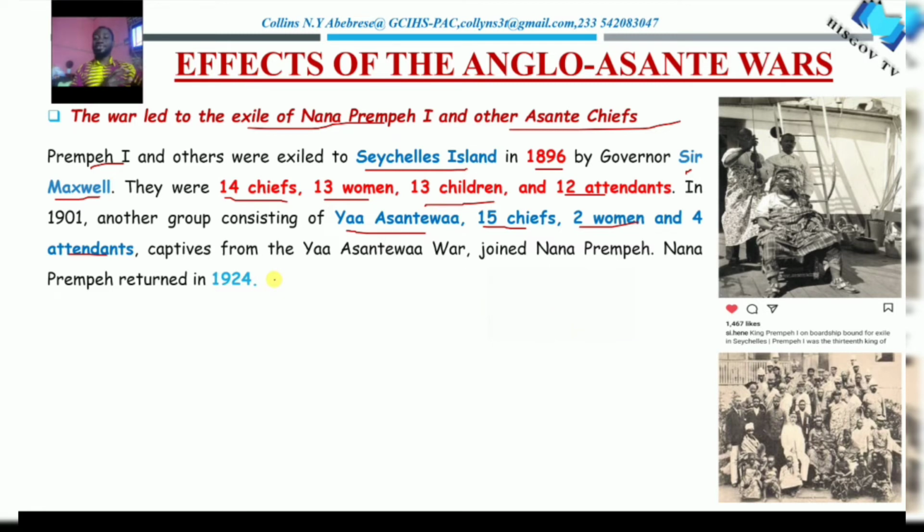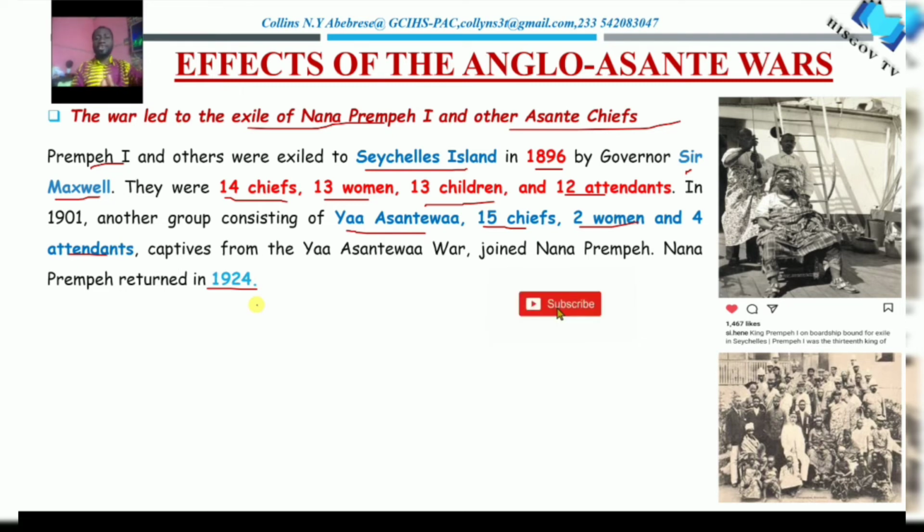Interestingly, from 1896 to 1924, a lot of them died. Yaa Asantewaa, for instance, died in the Seychelles Island. Nana Prempeh was the only one who returned. Of all the people that he took from the Ashanti Empire to the Seychelles Island, it was only Nana Prempeh who returned alive, somewhere in 1924. His return was mainly because of the indirect rule system that the British wanted to implement, so they needed the chiefs at this time and had to return Nana Prempeh to the Ashanti Empire. Even whilst he was in exile, he was still king of the Ashanti Empire, so they never appointed any king from 1896 to 1924, and Nana Prempeh still ruled as the king.